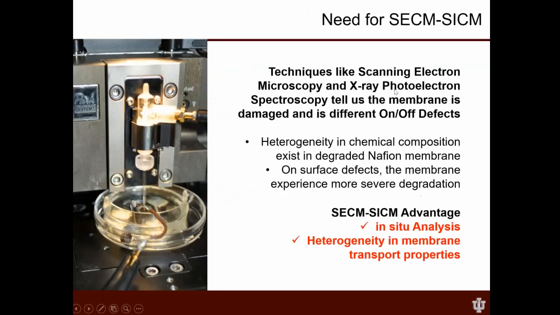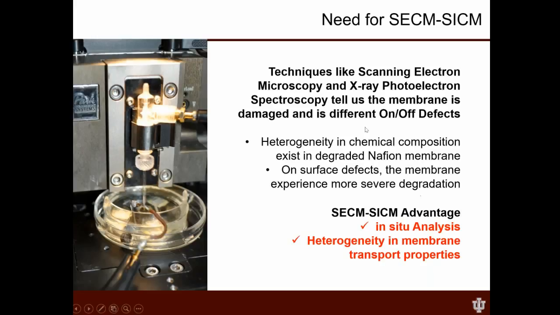So the take-home message here is that techniques like scanning electron microscopy and X-ray photoelectron spectroscopy tell us that the membrane's damaged and that there's a difference on and off the defects. And that tells us that there's a heterogeneity then in the chemical composition, and that heterogeneity increases again on these defects. The advantage, though, that SICM-SECM has that it can provide in this instance is that we can make an in situ measurement, and we can correlate that measurement directly then to the transport properties of the membrane.